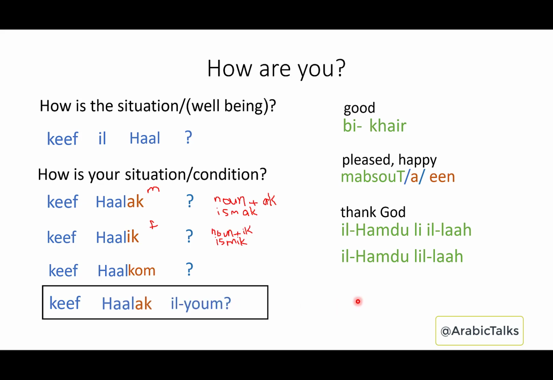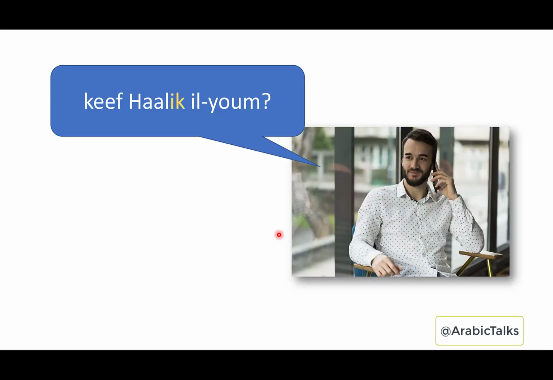Great. كيف حالك اليوم? And you will use one or a combination of these answers in a masculine form. If you want to use مبسوط, it will be مبسوط, not مبسوطة, not مبسوطين because he's a man. If you like to see this written in Arabic script, it looks like this. كيف حالك اليوم? Great. Let us try a dialogue here.